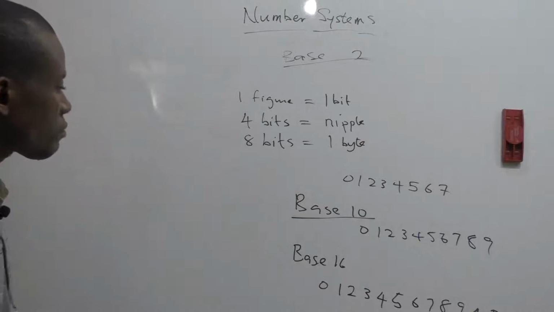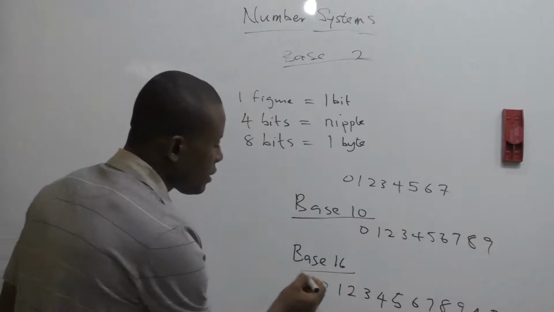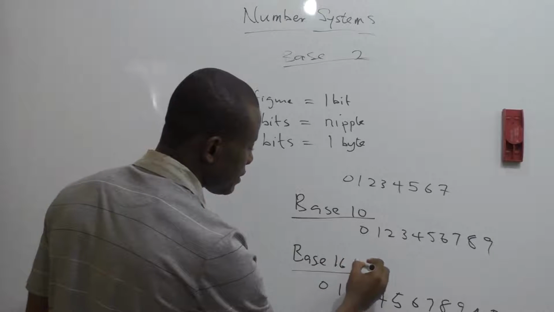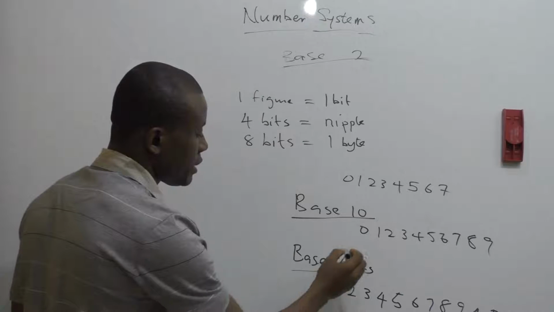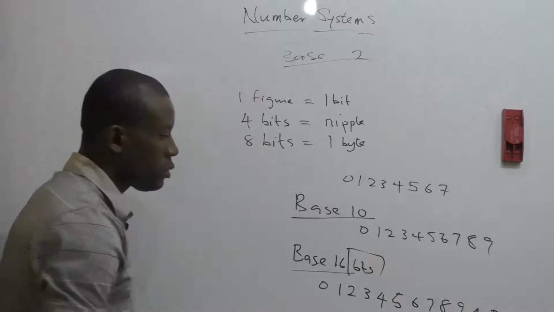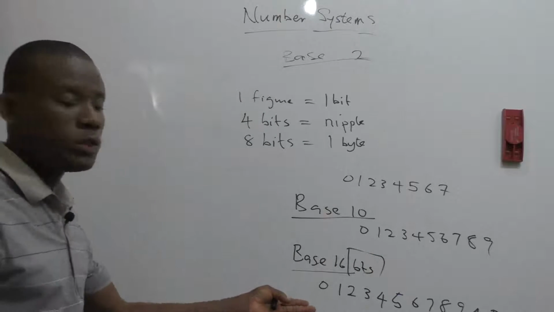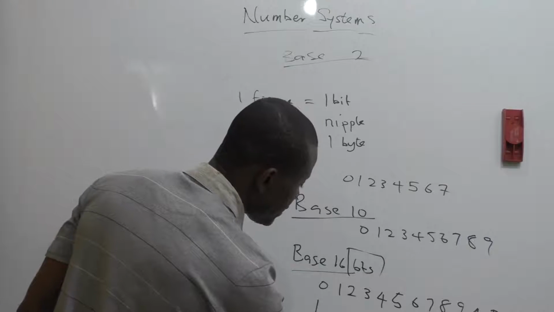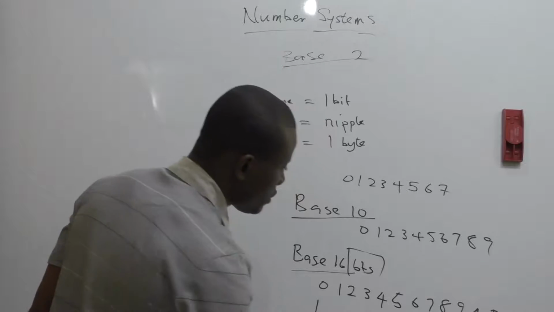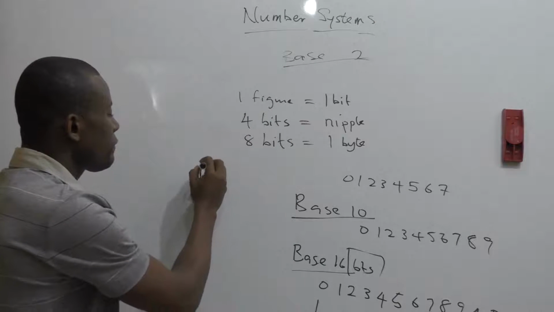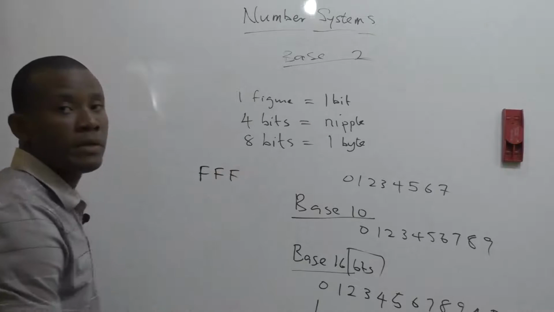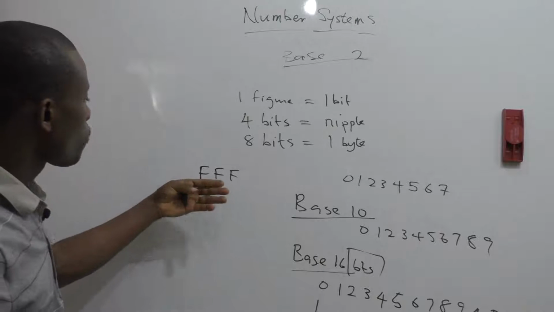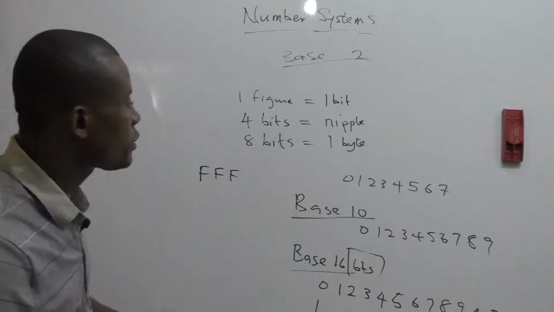Okay, so base 16, that is made up of 16 figures. Sometimes this is referred to as hexadecimal. So sometimes you may see something like FFF. That's a hexadecimal number, but let's not talk about that.